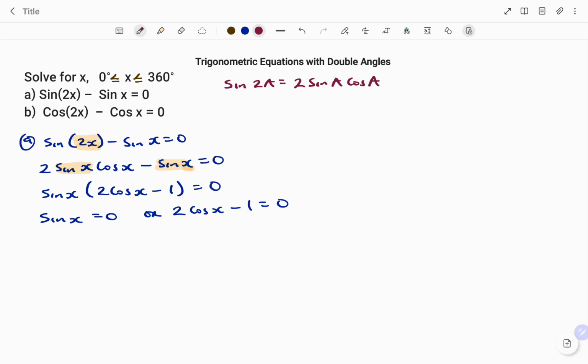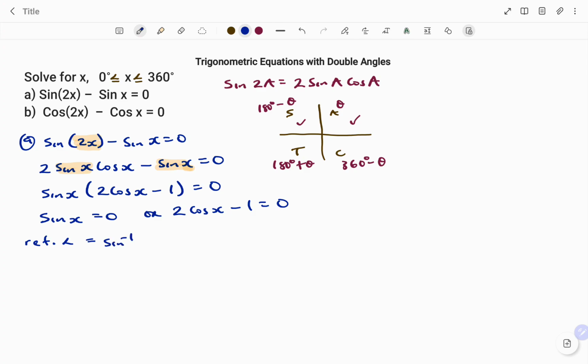If I go back to my CAST diagram, I have my C, A, S, T. Note that sine is positive in the first and the second quadrant. So starting with my reference angle, it will be arc sine of 0. I'm moving my sine to the right hand side. And if I check for arc sine of 0, my reference angle will be equal to 0 degrees.